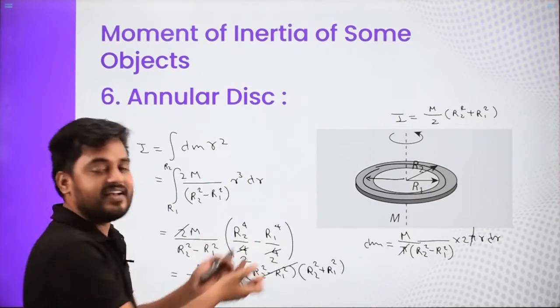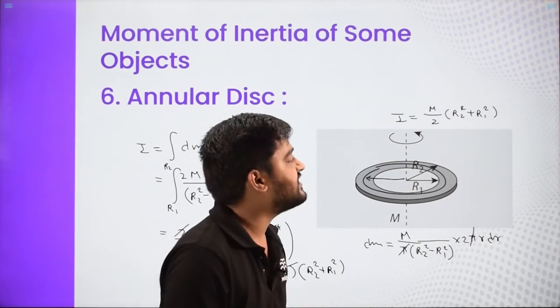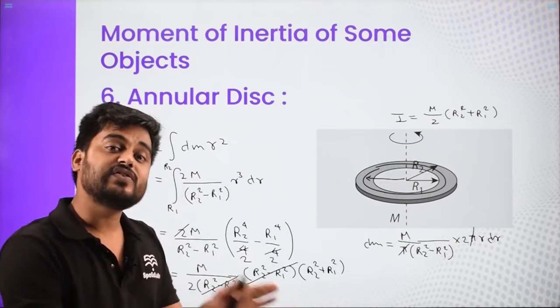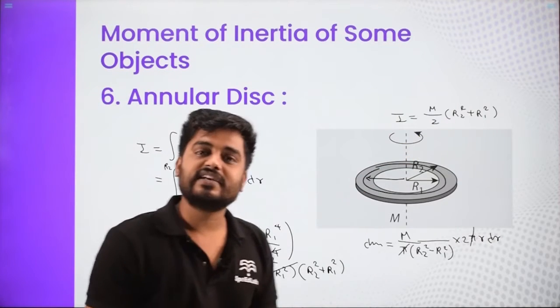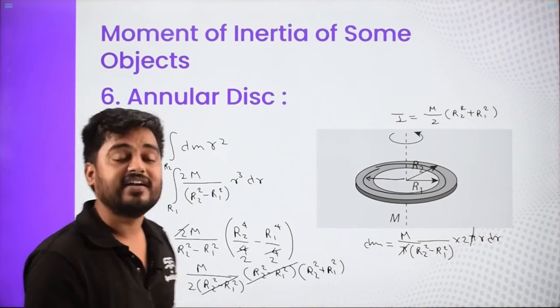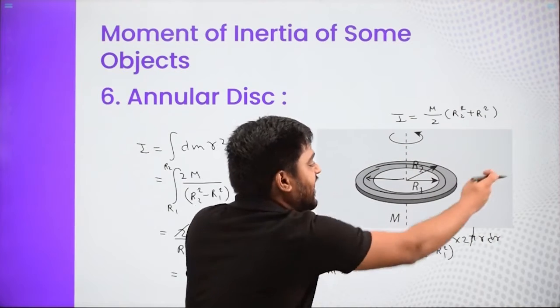So for the entire disk it was mr square by 2, but here the situation is different. So we can't say mr square by 2 minus mr square by 2, where 1 r is the outer radius and 1 r is the inner radius. We can't apply that because that is valid only when m is the mass of the entire disk.